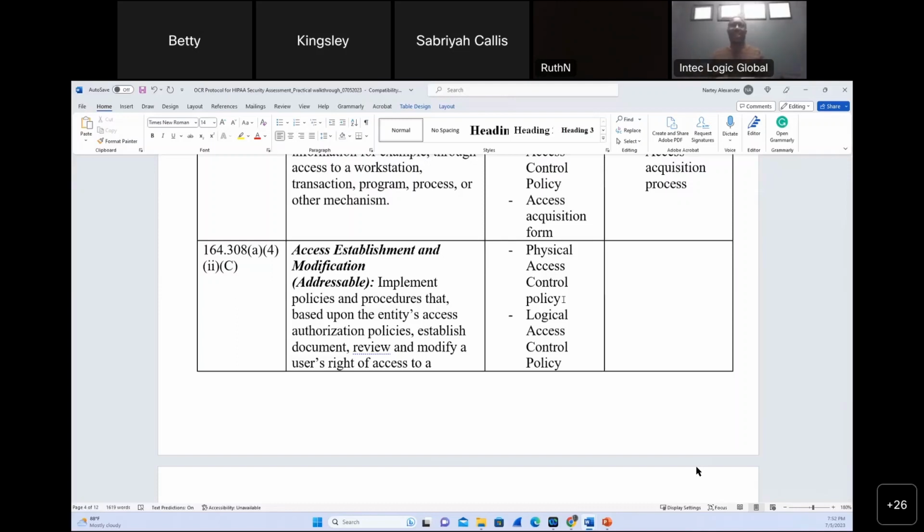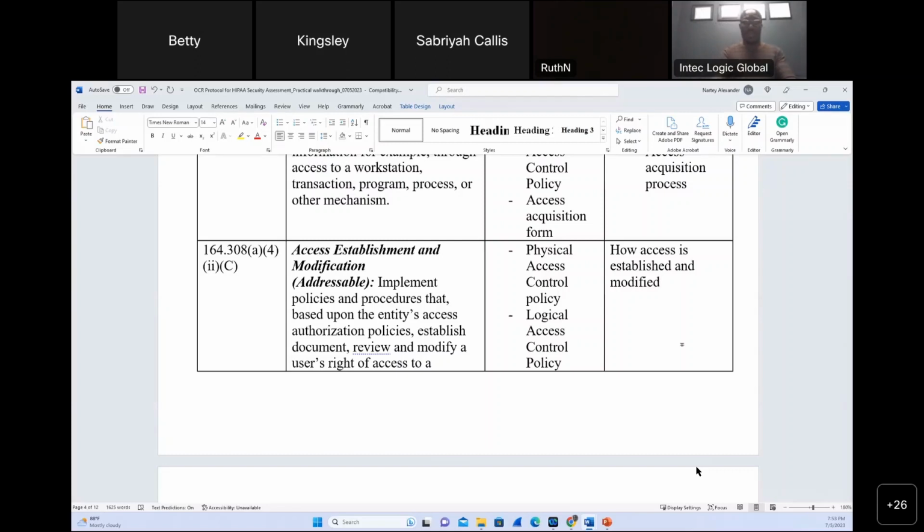There needs to be a clear policy that guides the organization on that. So you want to check how access is established, and how the access is modified. It could be based on the job role, promotion, or demotion. How do they modify their access?